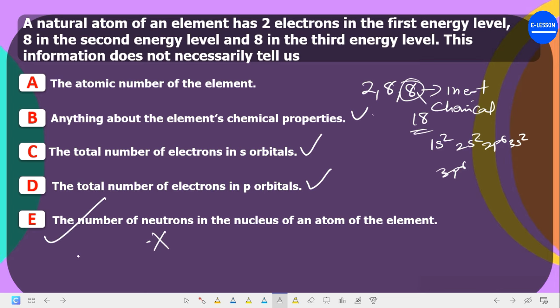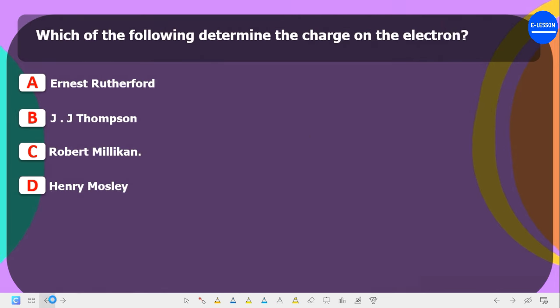So the correct answer is option E. Now, which of the following determined the charge on the electron? The charge on the electron was determined by Robert A. Millikan.